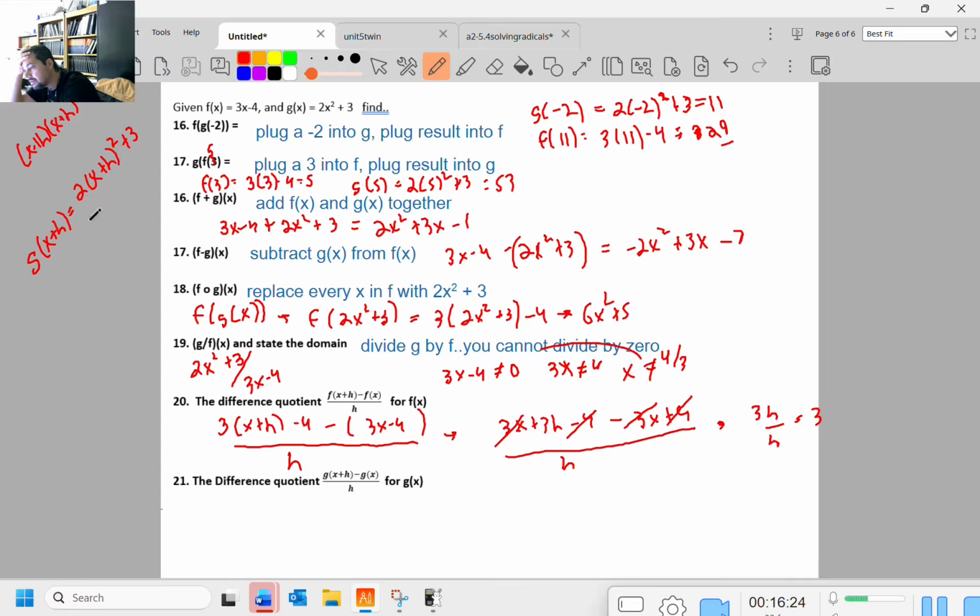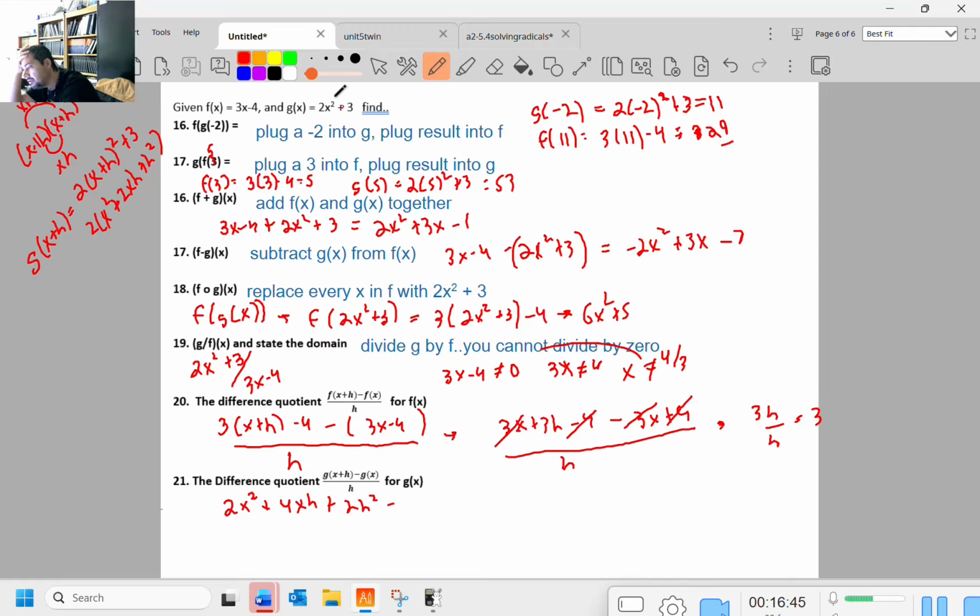X times x is x squared. Don't forget you have a 2 there. X times h is xh. H times x is also xh. Those are like terms, so plus 2xh. And then h times h is h squared. And there's a 2 out front. So when I do this math, I'm going to have 2x squared plus 4xh plus 2h squared.